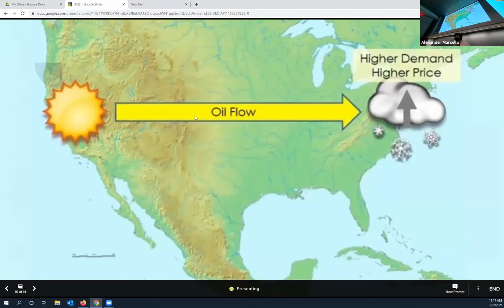Okay. So again, higher demand, higher price coordinates people's actions across the country from where it's sunny and oil is not as needed to where it's very cold and oil is in high demand.